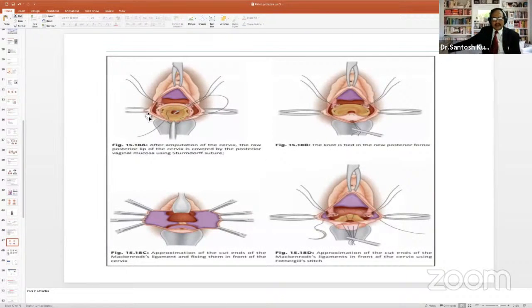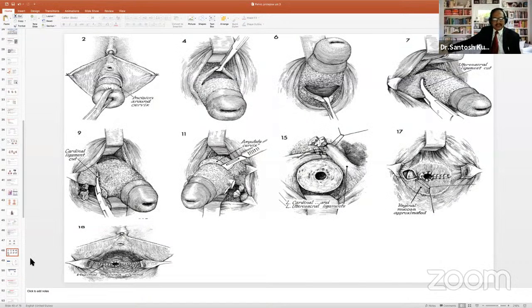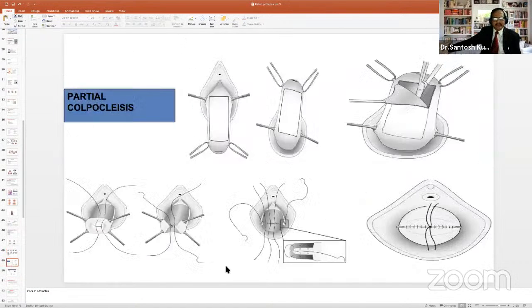This is the picture which is showing you have amputated the cervix, you have brought the transverse cervical ligament anterior to the uterus or cervix, and you repair the pelvic floor. This is another picture showing the same.